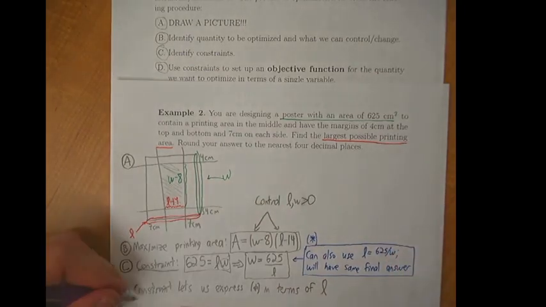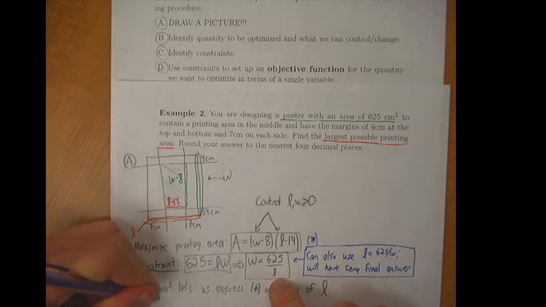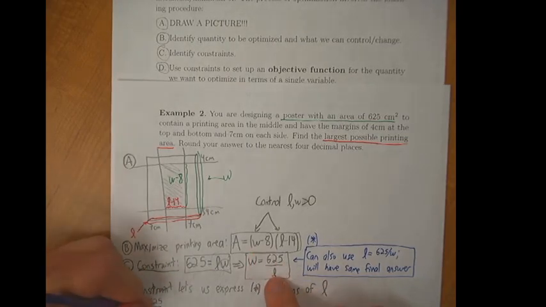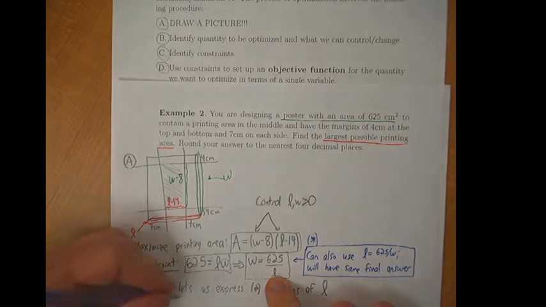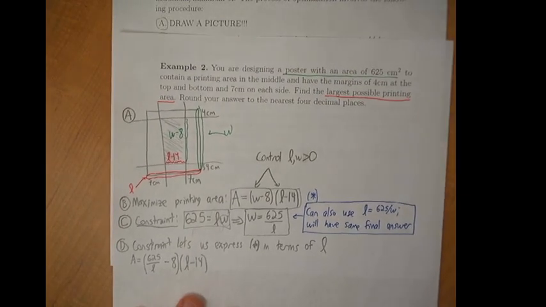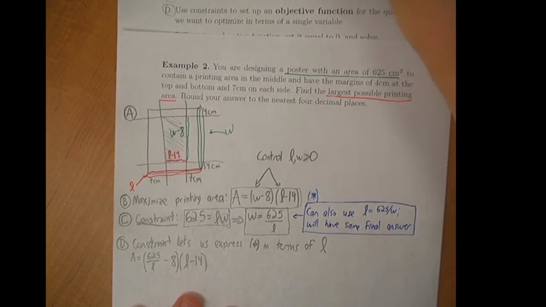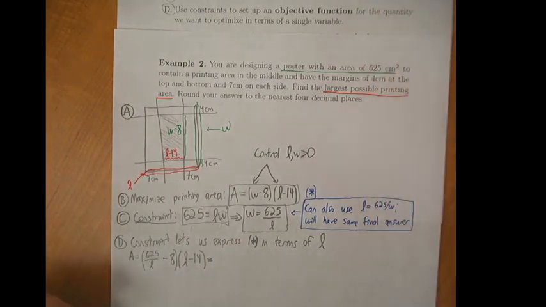What I mean by that is the following. A here equals, well, W equals 625 over L. So we can replace W here with this. So ultimately we have 625 over L minus 8, and then we have L minus 14. So if we go ahead and expand this out using FOIL, what should we end up with as our expression from this?